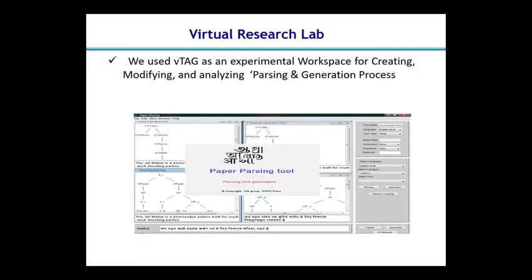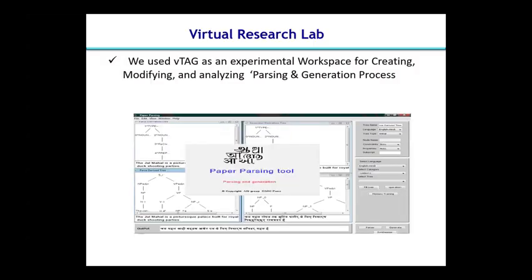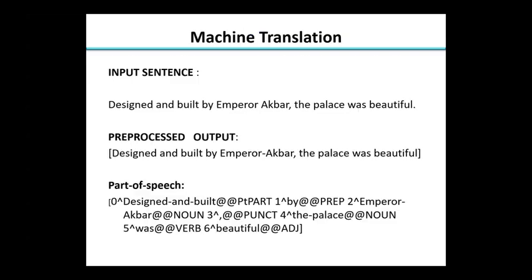So this is the research environment I would like to introduce, VTAG. This is the virtual tree-adjoining grammar based workbench which we have already developed, and for each category we have developed elementary trees, and this is done by our language experts. Now I would like to introduce the basic flow of the translation.